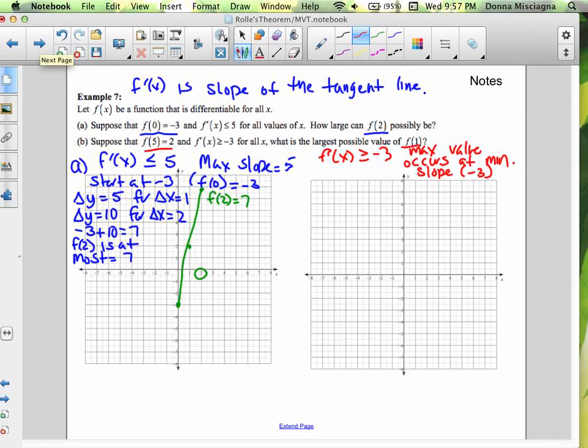Anything else, if it were negative 2, which is greater than negative 3, would mean a smaller change. Negative 1 is greater than negative 3. That would be a smaller change. If we want the greatest change, because we're counting backwards, it's going to occur at our minimum slope, and that's because the slope is negative.